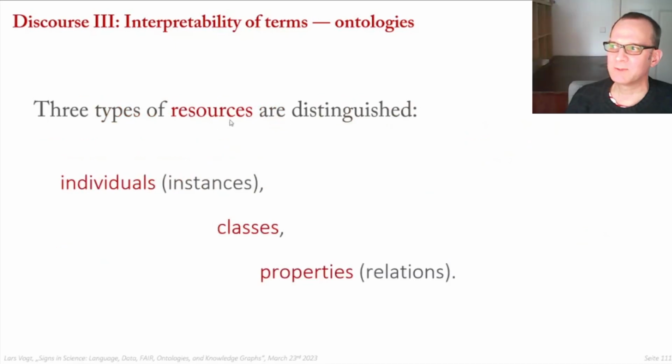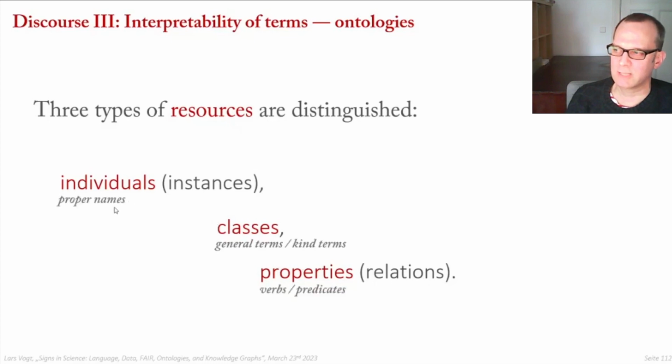And three types of resources are distinguished. And here I'm not using URIs because humans don't want to look at URIs. But behind that, it's basically a certain category of URIs. Those that refer to individuals, also called instances, those that refer to classes, and those that refer to properties or relations. So these are technical terms, and we can translate that into our human language. So we need proper names. We need general terms or kind terms, and we need verbs or predicates. And these different resources basically take exactly this function.